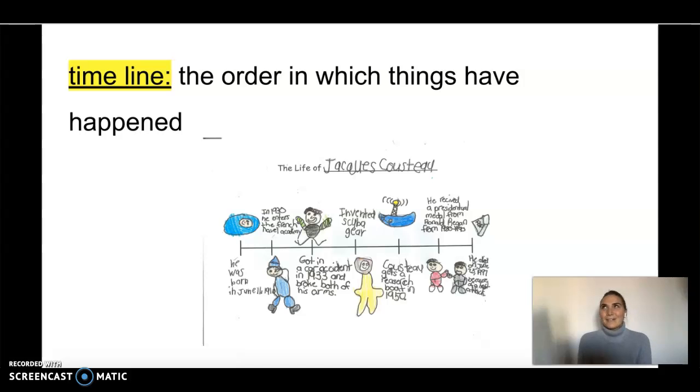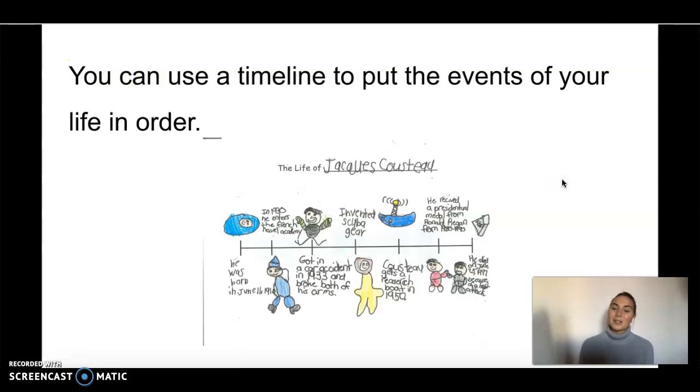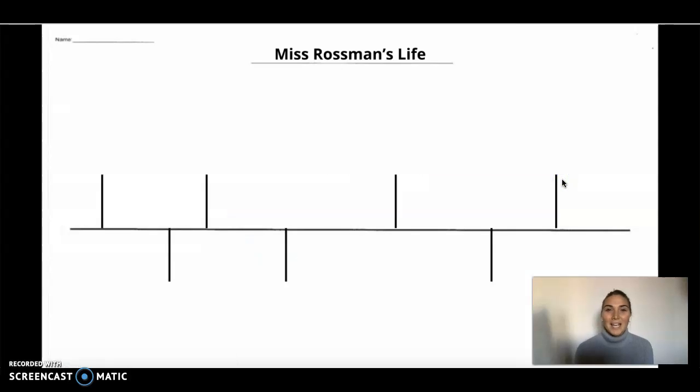So, what is the very first event that happened in your life? That is where your timeline will start. You can use a timeline to put the events of your life in order. Let's do an example of my life to get you started. This is what my timeline will look like.